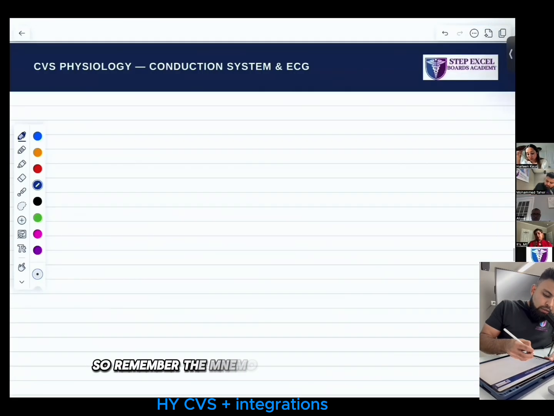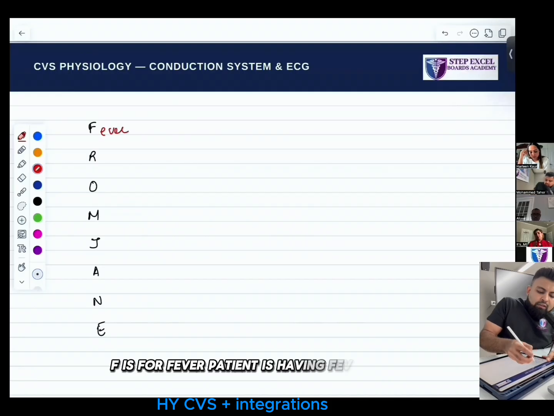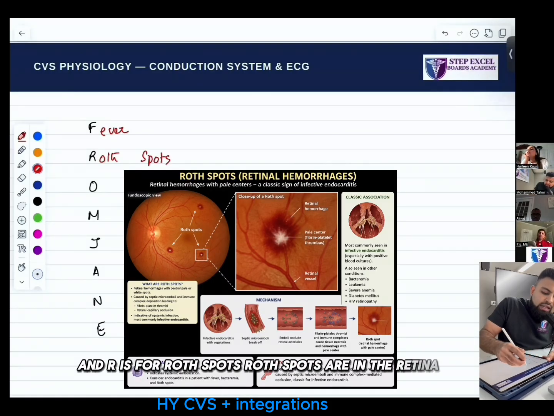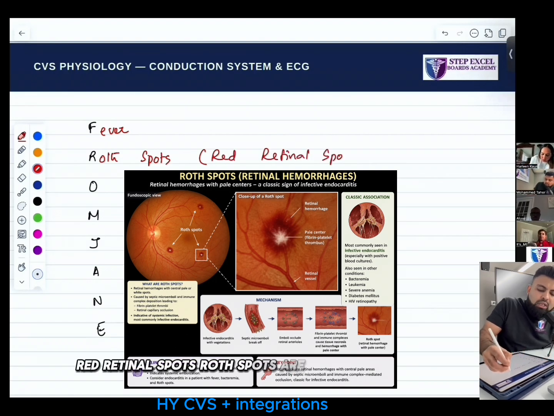like. So remember the mnemonic for endocarditis. From Jane, you can remember the mnemonic, and that is, what are the manifestations? F is for fever. Patient is having fever, right? And R is for Roth spots. Roth spots are in the retina. These are red retinal spots.